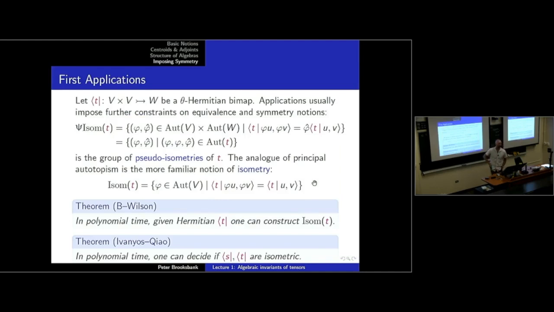Let me just talk about an application that kind of mirrors the application that we saw a little bit earlier. Again, if you remember that in this context, if we're given this Hermitian bimap, the applications that we're interested in demand that we act on these two coordinates in exactly the same way, right? And so the group that corresponds to the autotopism group or the automorphism group is something that we call the pseudo-isometry group.